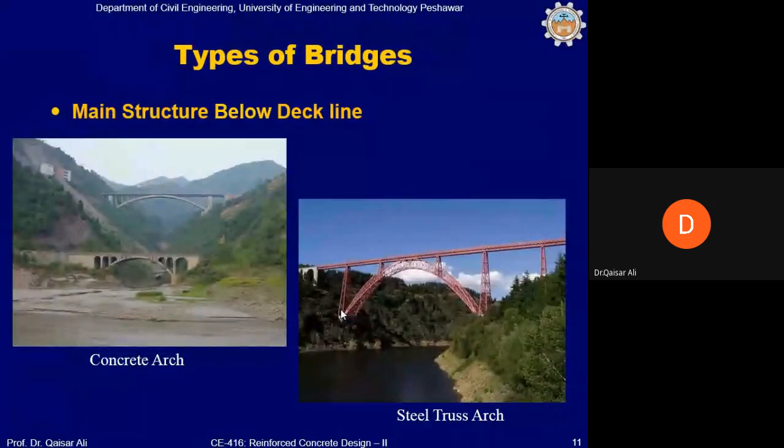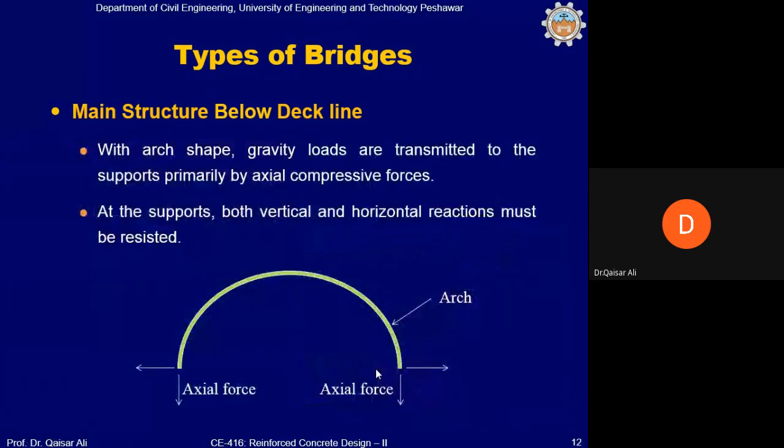These are concrete arch bridges, and steel truss arch bridges also fall in this category of bridges. Okay, something about this kind of bridge. You know that with arch shape, gravity loads are transmitted to the supports primarily by axial compressive forces. And at the supports, we have both vertical and horizontal reactions, which must be resisted, and there must be a mechanism at the end of the arches in order to resist these forces.